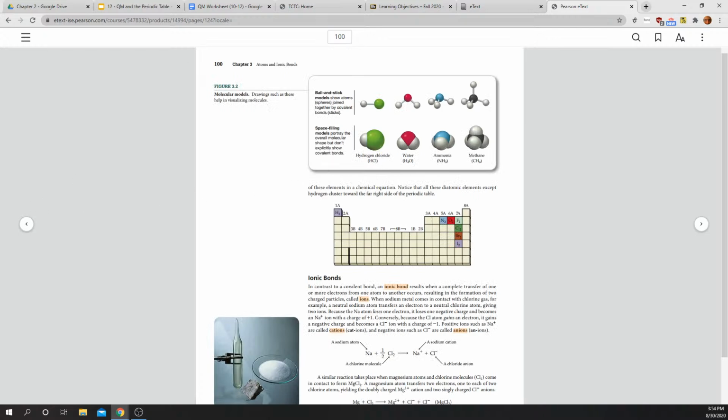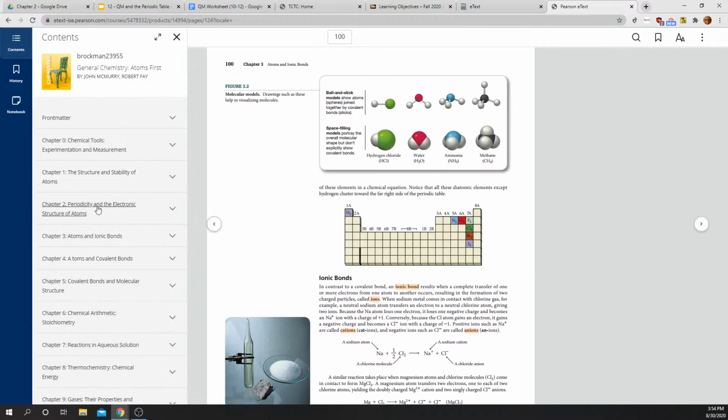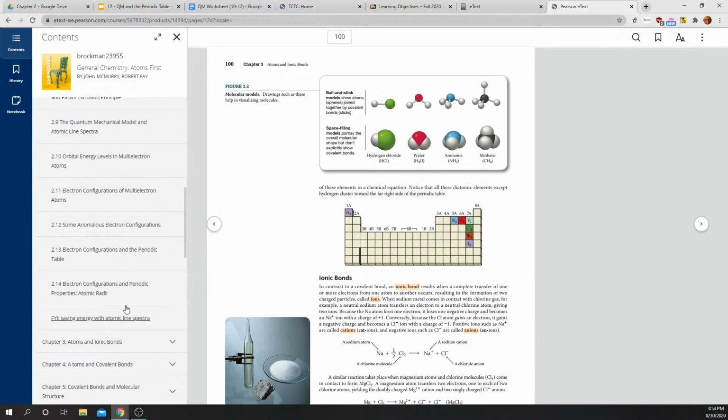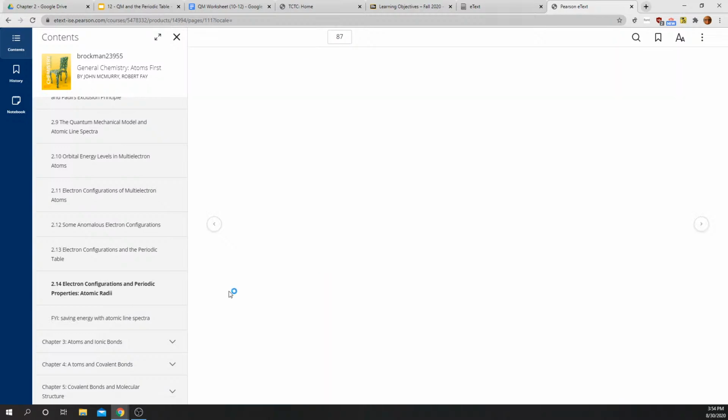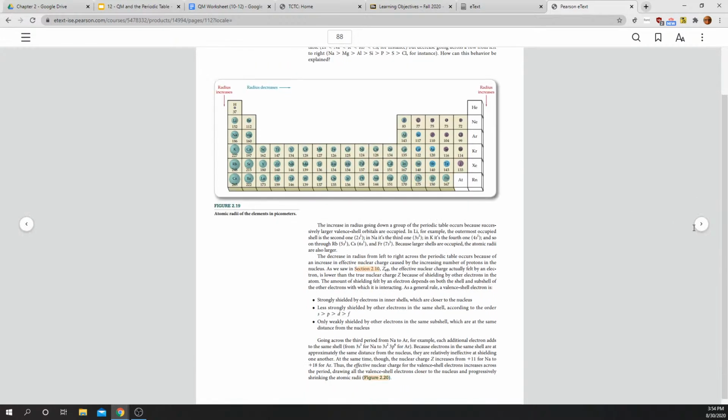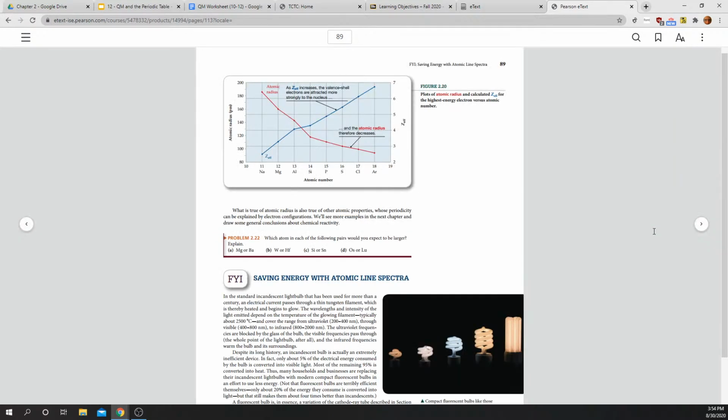Okay, we're looking at chapter 3. I don't want to look at chapter 3. I want chapter 2. Specifically, it looks like it is supposed to end with atomic radii. Okay, good. I didn't screw up. I am slightly competent.